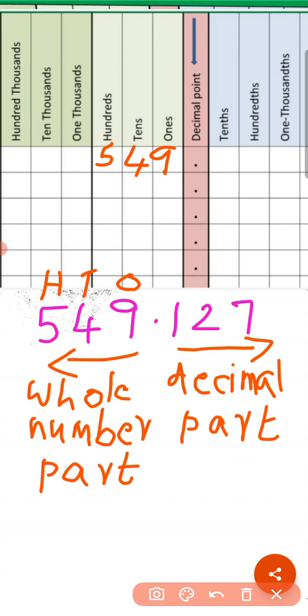Now let us place these digits in the place value chart. First place tenths. Second place hundredths. Third place thousandths. T and THS, tenths. Hundredths. Then thousandths. So 1 at tenths place, 2 at hundredths place and 7 at thousandths place.